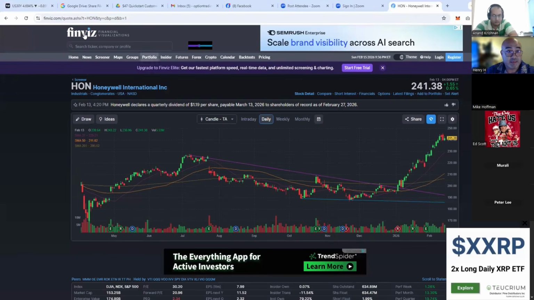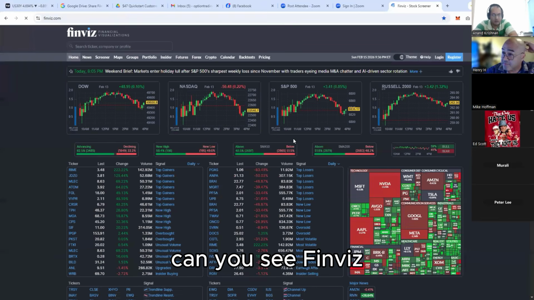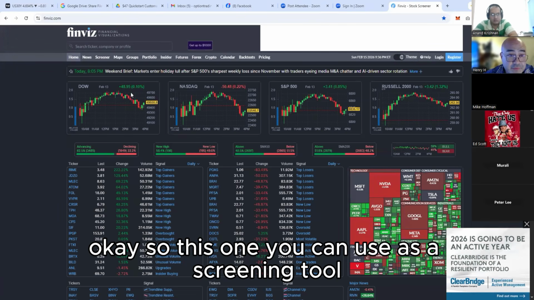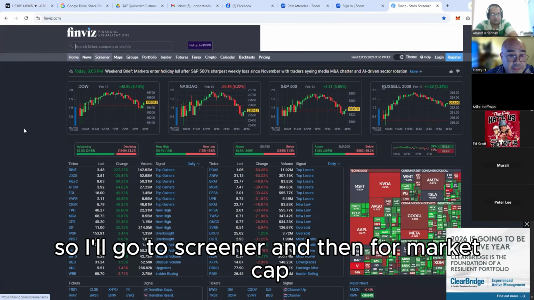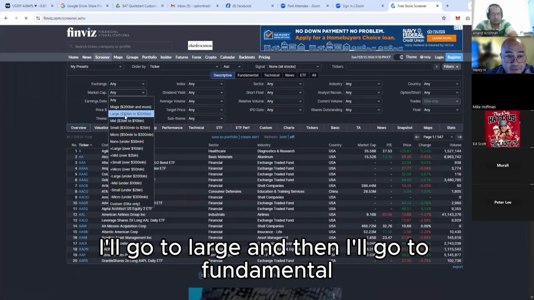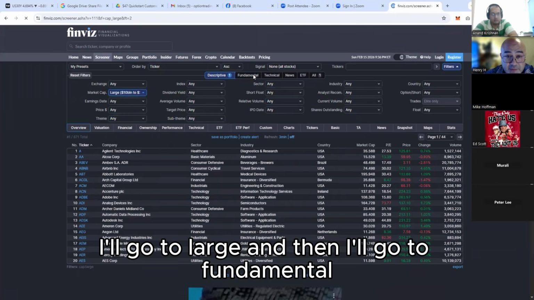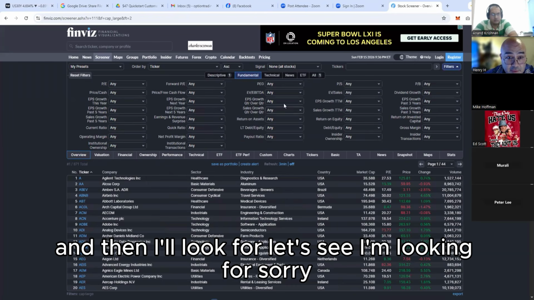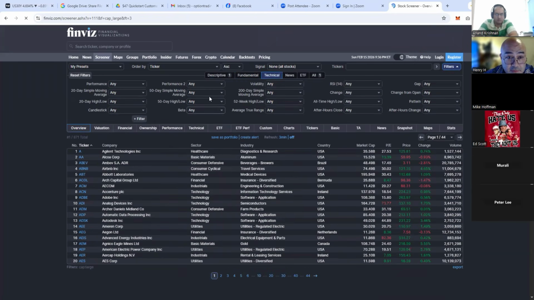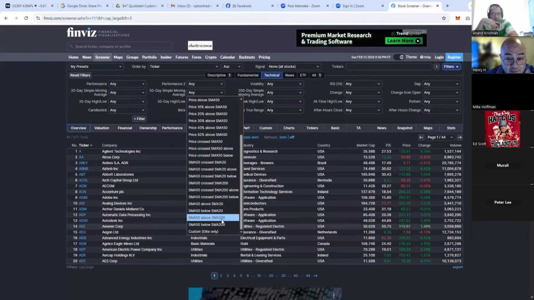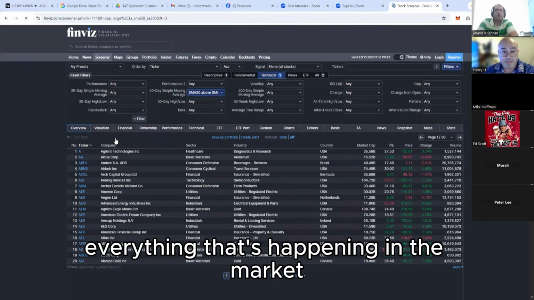One second. Finviz. Can you guys see my screen? Can you see Finviz? Okay, so this one you can use as a screening tool. So I'll go to screener, and then for market cap, I'll go to large, and then I'll go to fundamental, or sorry, technical. Then 50 simple day moving average crossing the. So this will do a quick scan of everything that's happening in the market, and I'll look through here.